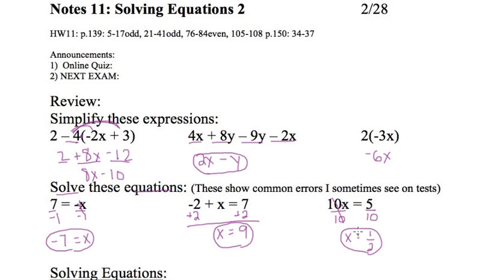Remember, in showing these problems, I am not only concerned about seeing the answer, the x equals. What I'm actually teaching and testing on is that you can show the work. That's what I want to see.